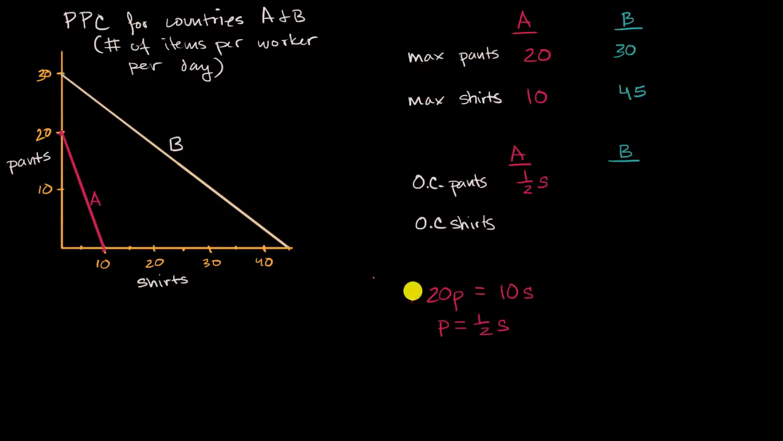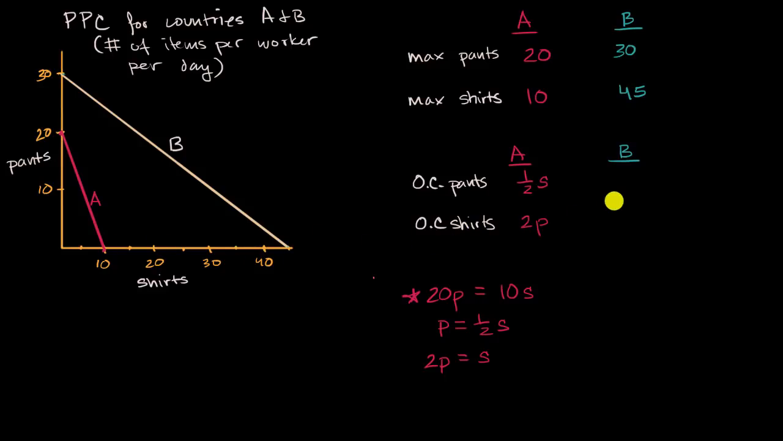Or we could start with this equation right over here. And instead of solving for P, we could solve for S. How much energy in terms of pants does it take for us to produce one shirt? So if you divide both sides of this equation by 10, you would get 2P is equal to S. Or another way of thinking about it, the energy to create one shirt is equal to the energy to create 2 pants. So the opportunity cost of producing a shirt is 2 pants. With that same energy of the shirt, you could produce 2 pants.